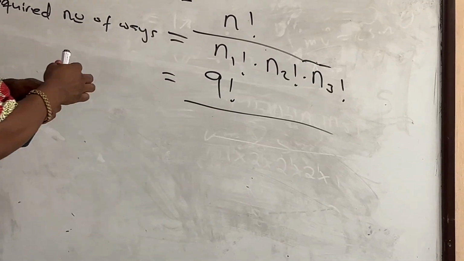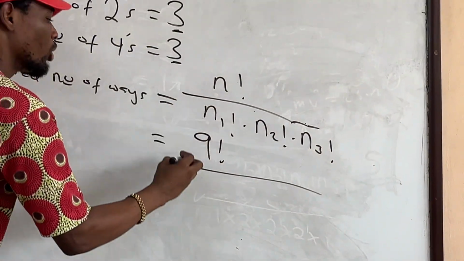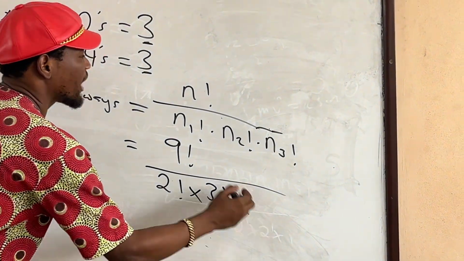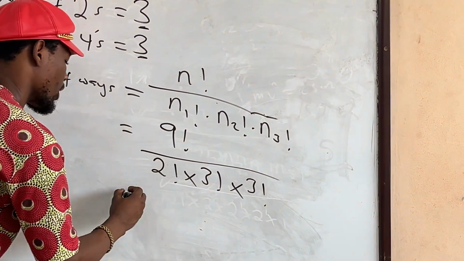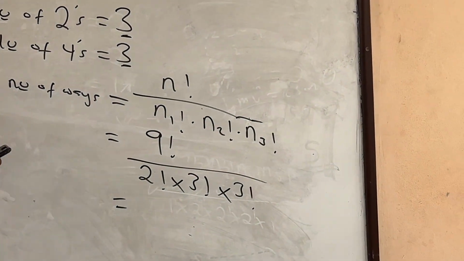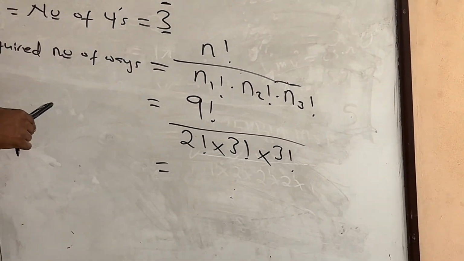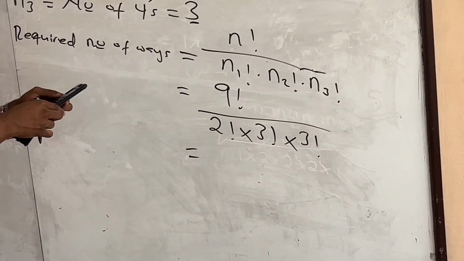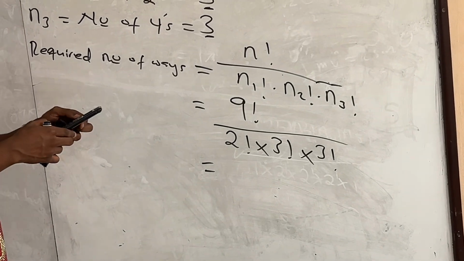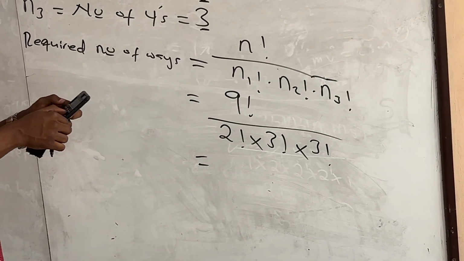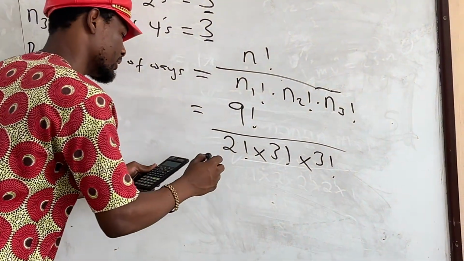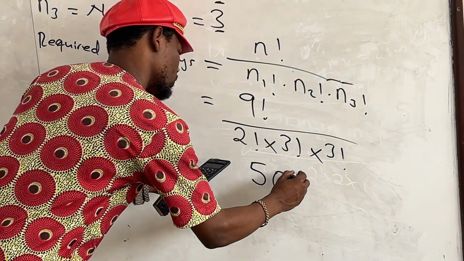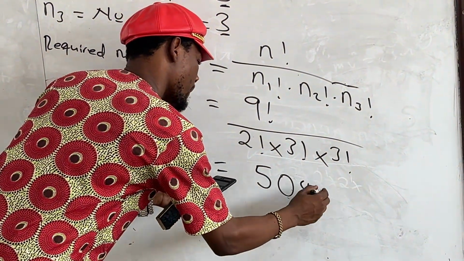So we are going to multiply them. I have 2 factorial times 3 factorial times 3 factorial. And by the help of the calculator, we are getting 9 factorial divided by 2 factorial times 3 factorial times 3 factorial, which is 5040.